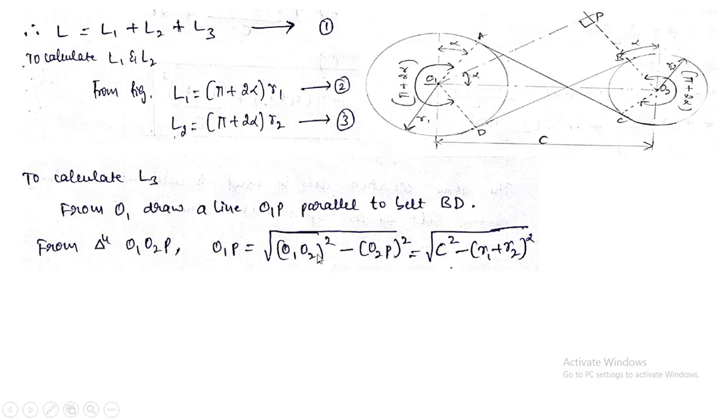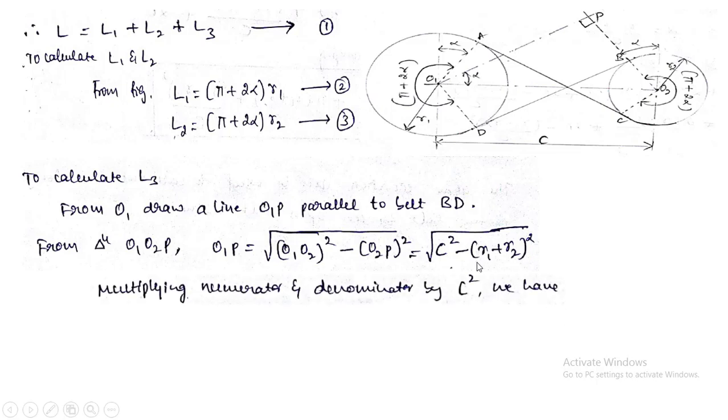Here, O1O2 is the center distance between these two pulleys, so I will write this as C square. Next, O2P, that is from ear to ear. You already know that O2B is the same as R2, and BP is the same as O1D, and O1D is the same as R1. So OP is the summation of OB plus BP. OB is R2 and BP is R1. So the OP value will become R1 plus R2, and (R1 plus R2) whole square.